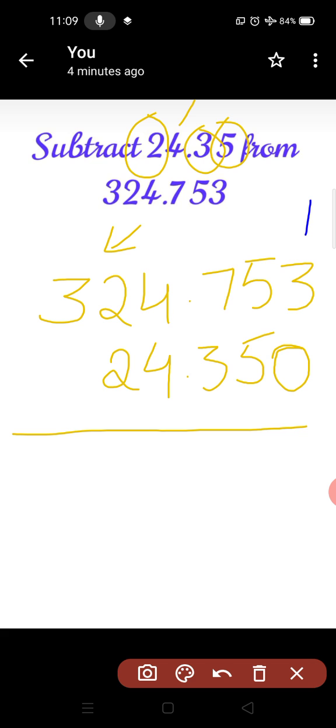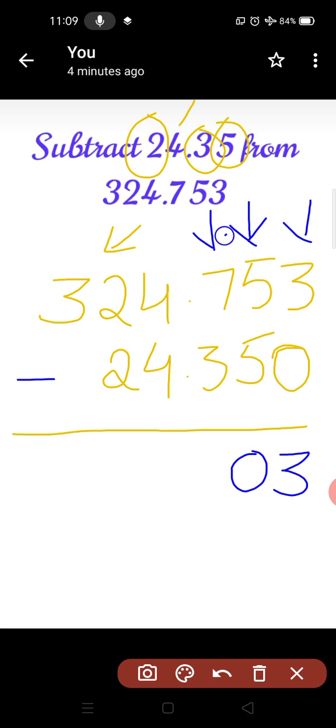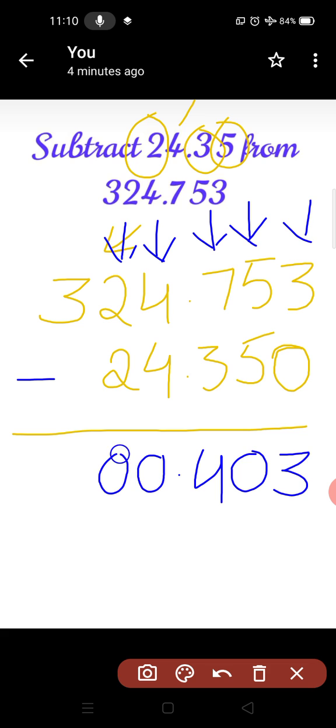Thousandths place. 3 minus 0 is a 3. Right here 3. Next hundredths place. 5 minus 5 is a 0. Right here 0. Next tenths place, 7 minus 3 is a 4. Here write 4. Next point, ones place, 4 minus 4 is a 0. Next tens place, 2 minus 2 is a 0. Next hundreds place is a 3.